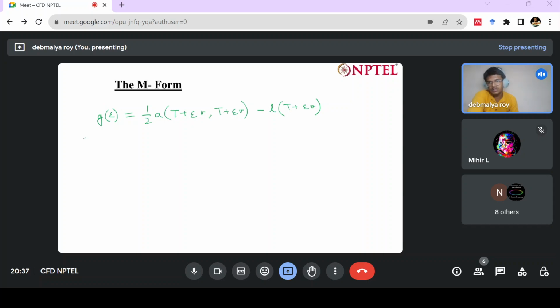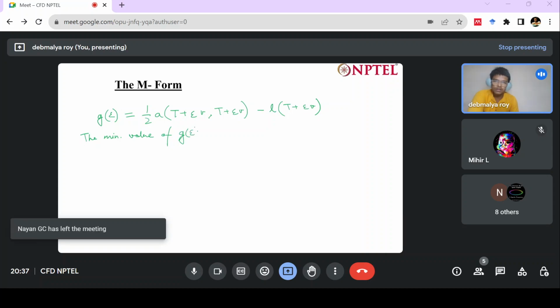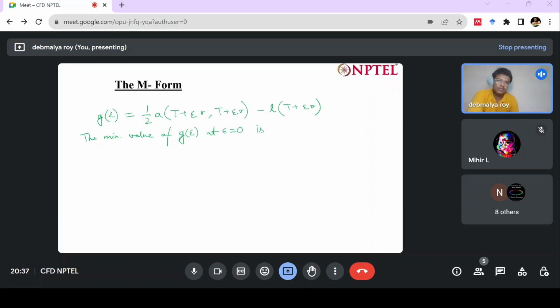The statement is that the minimum value of this function g epsilon at epsilon equal to 0 is half a t comma t. So this is a statement. This is basically similar to your minimization problem.